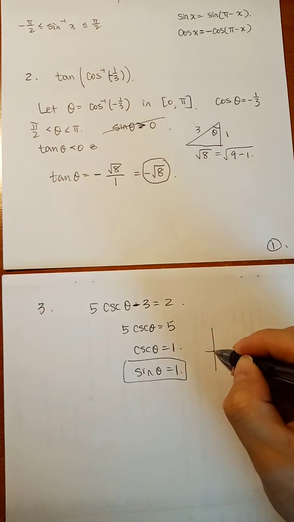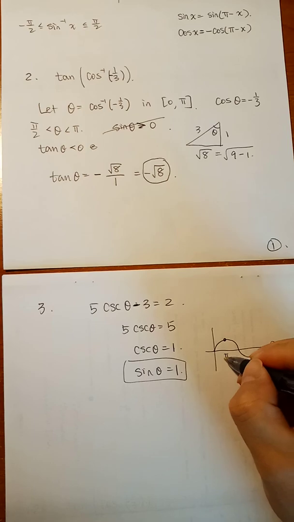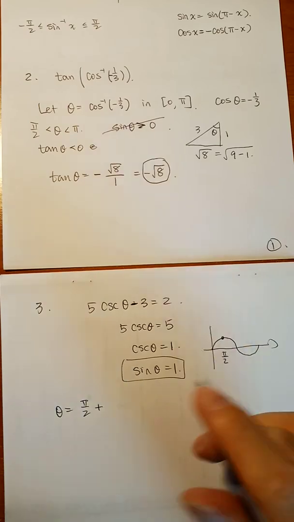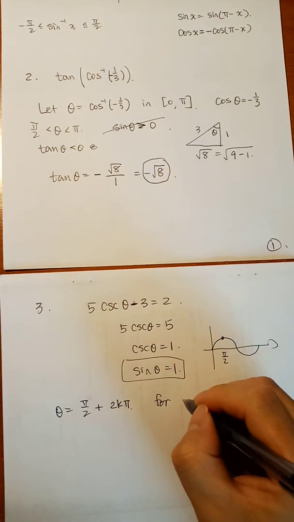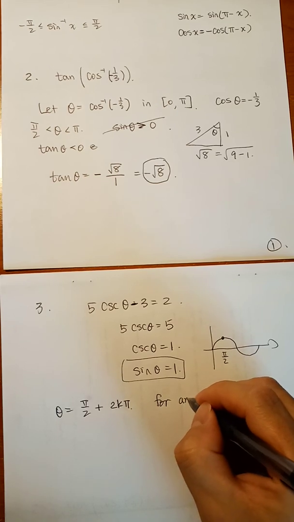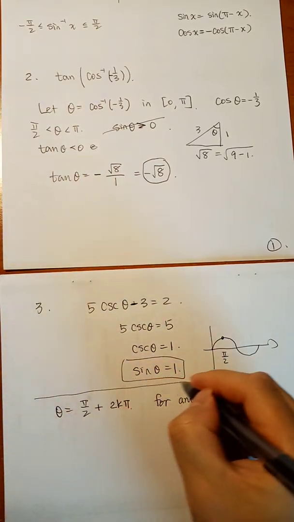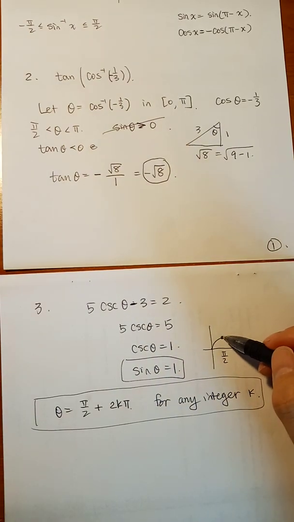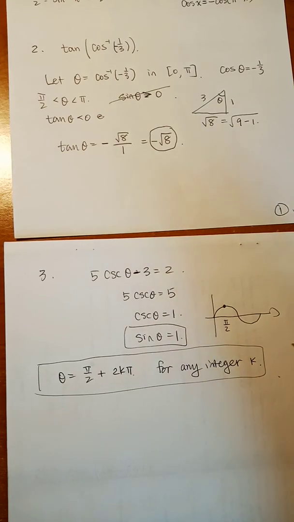Let's check one period. Within one period, only pi over 2 gives you 1. So theta is going to be pi over 2 plus 2k pi for any integer k. Okay, this is the solution. It's special because in one period there's only one solution. Sometimes there are two, but here there's only one. Okay, this is problem 3.